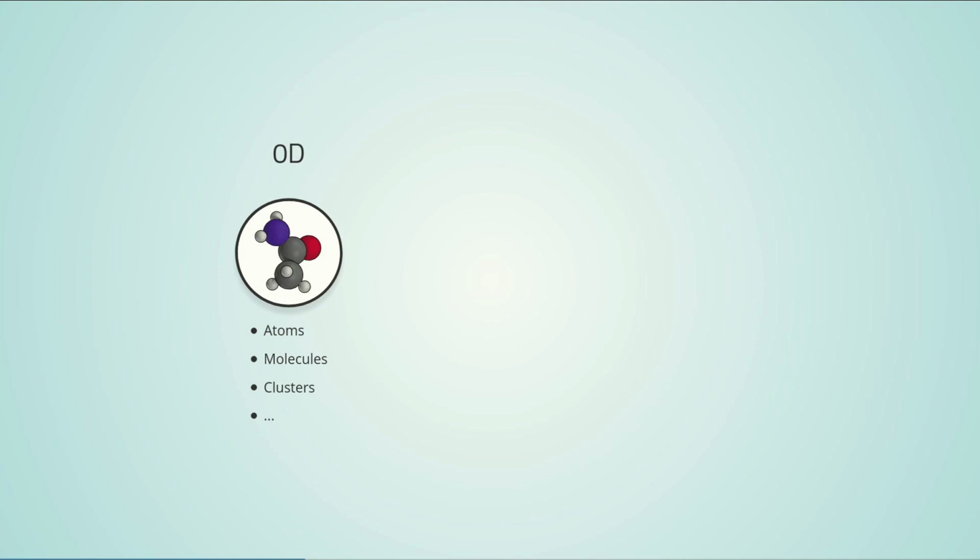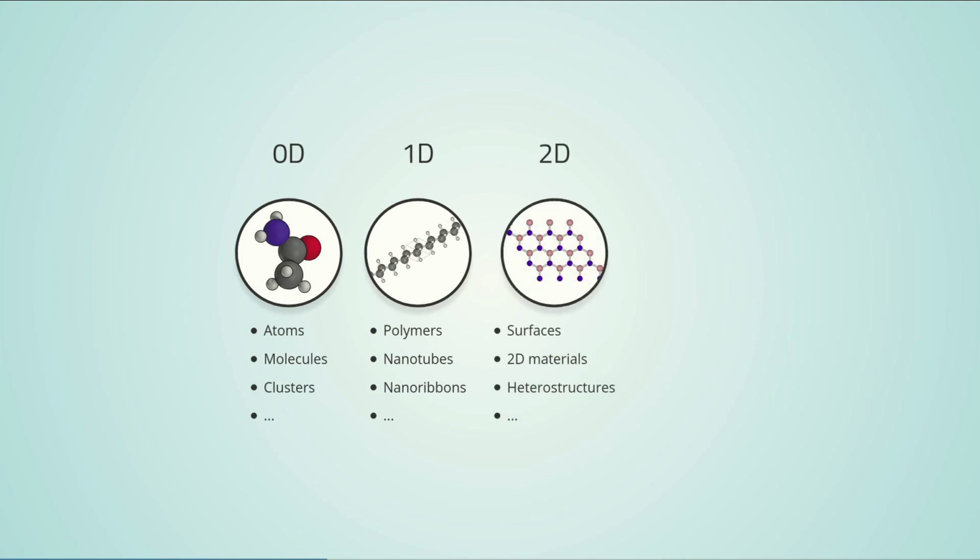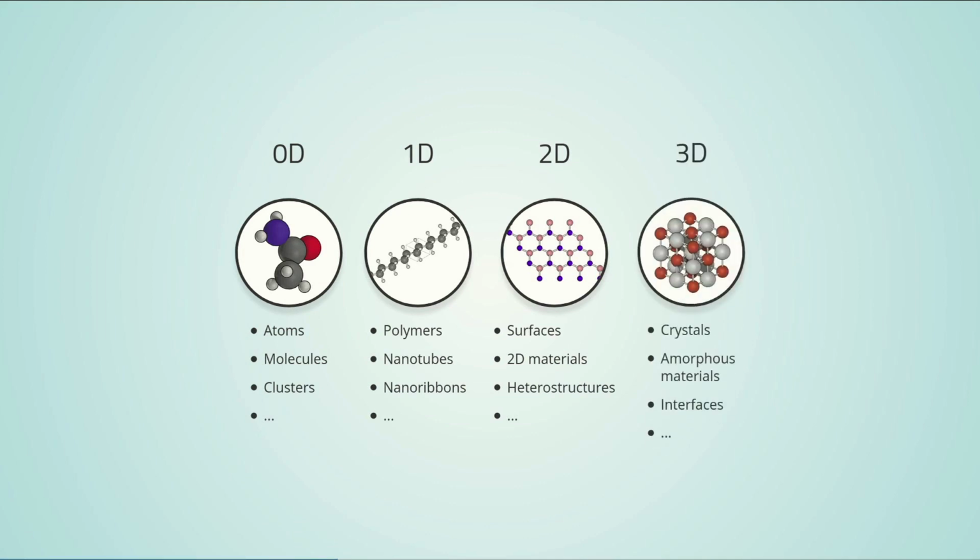We separate the structures into 4 different dimensionalities. Zero-dimensional materials, which include atoms, molecules, and clusters. One-dimensional structures, which include materials such as polymers, nanotubes, and nanoribbons. Two-dimensional structures, which often are surfaces or purely two-dimensional materials such as graphene. And three-dimensional materials such as bulk crystals or amorphous materials.